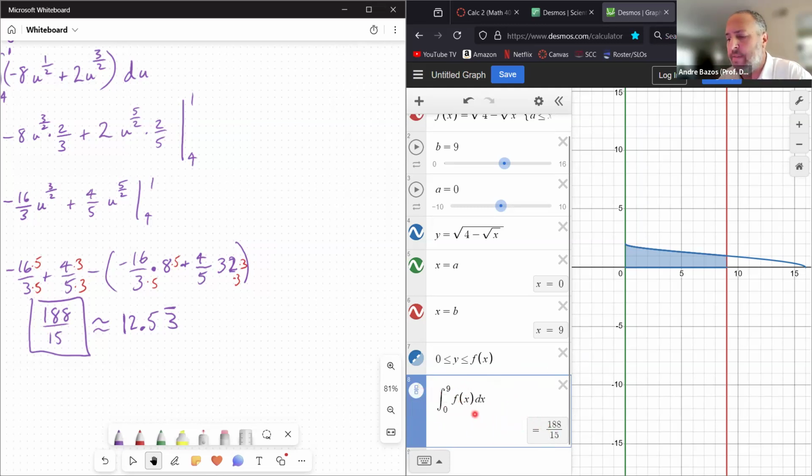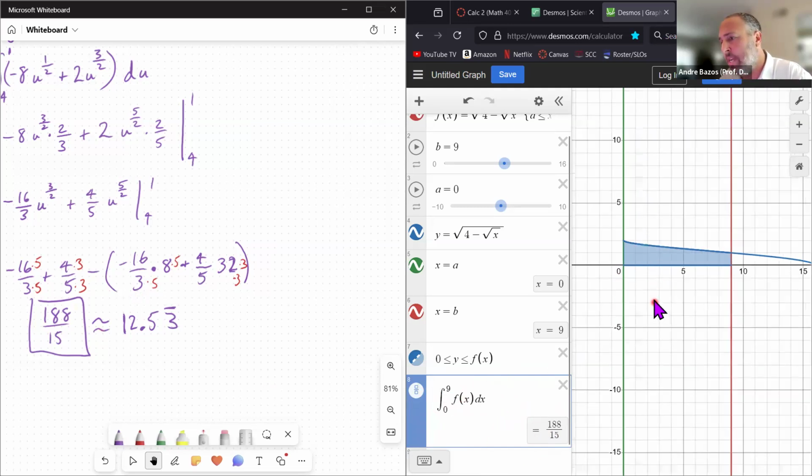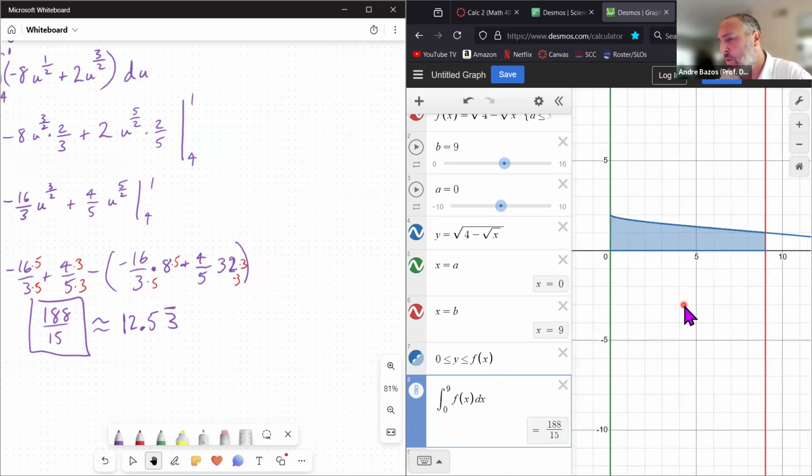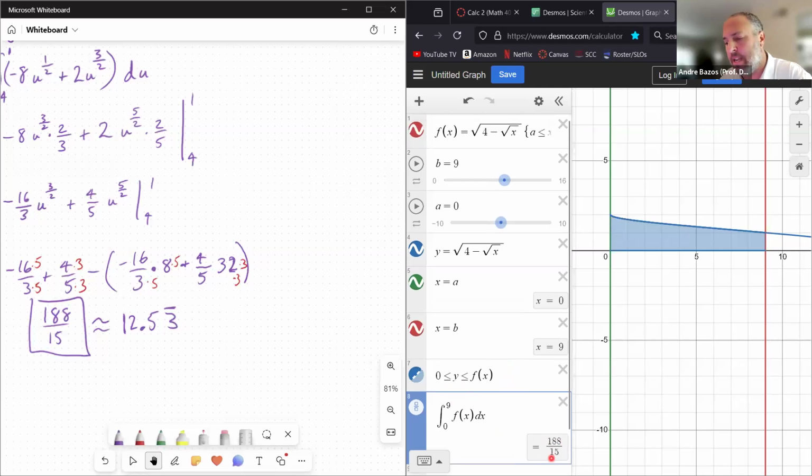So here we are. We have a way to check to make sure our answer is correct. We also have a way to visualize what we just found out. This blue area right here is what we just found exactly as 188 over 15. It's kind of mind-blowing to me how cool that is, the exact value of this area under the curve. All right, so let's pause there and we'll go on to the next one.